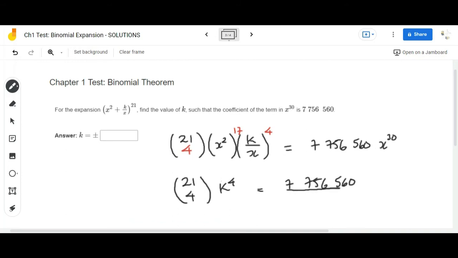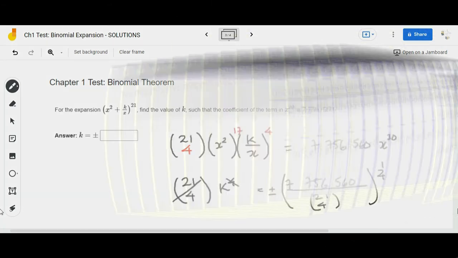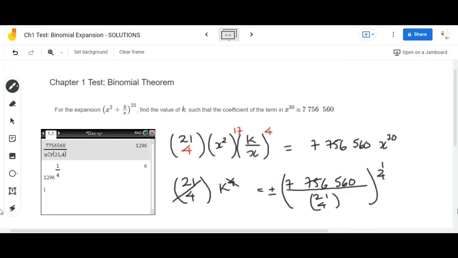So I guess on your graphing calculator or Desmos, divide both sides by that 21 choose 4, and then don't forget to take the 4th root. And if you forget the plus or minus, no worries. I'll just raise that to the power of a quarter here, which of course is a fourth root, same thing. If you forget your plus or minus, of course it is handled for you in the answer key. So once you punch that into your calc, you'll see that the two possible k values are plus or minus 6.